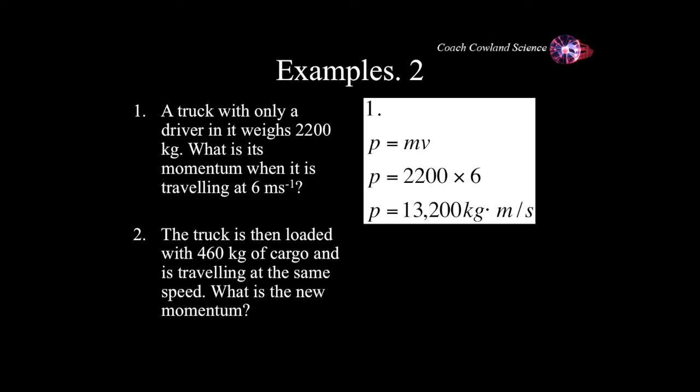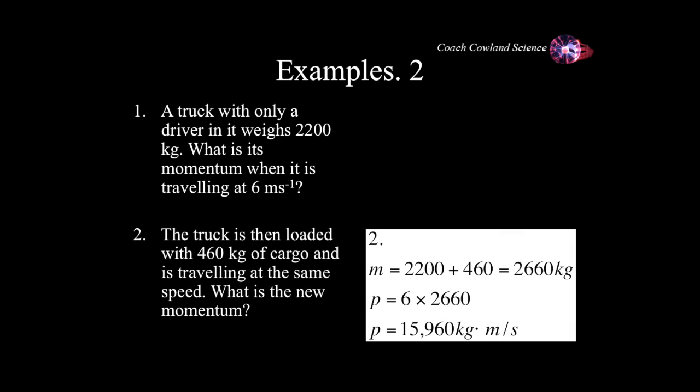The first part, the momentum of the truck with the driver, is 2,200 multiplied by 6. It's traveling at 6 meters per second. Straightforward calculation: 13,200 kilogram meters per second. That's its momentum, just the empty truck. When the truck is loaded, we need to add 460 to the mass of the truck. So it's 2,200 plus 460, which makes 2,660. 6 times 2,660 is 15,960 kilogram meters per second. So that's a significant increase.